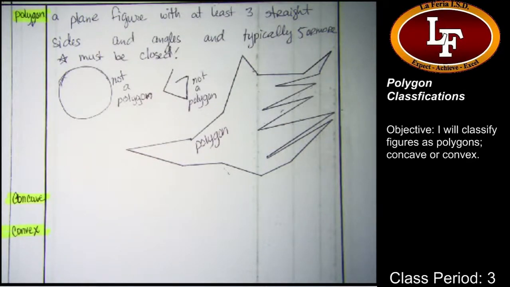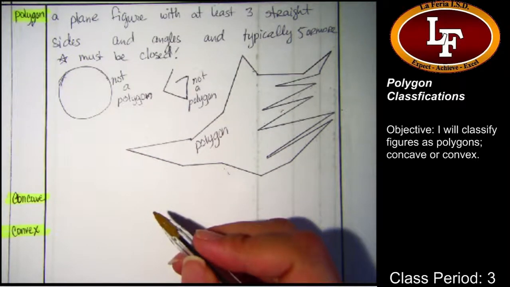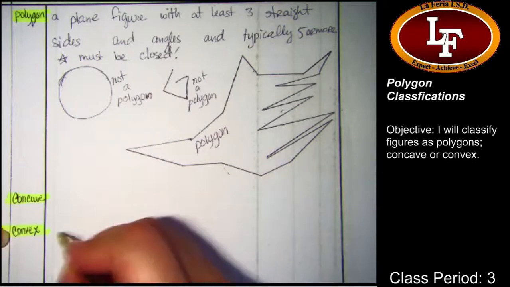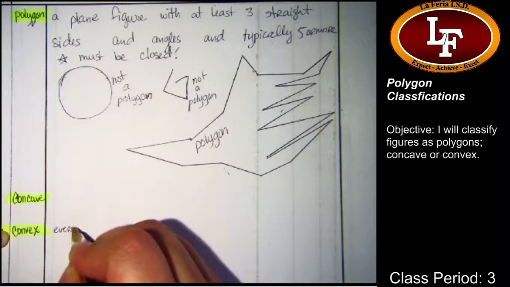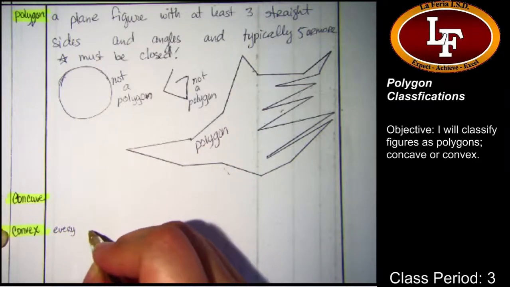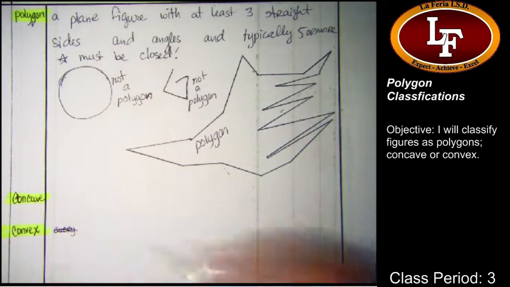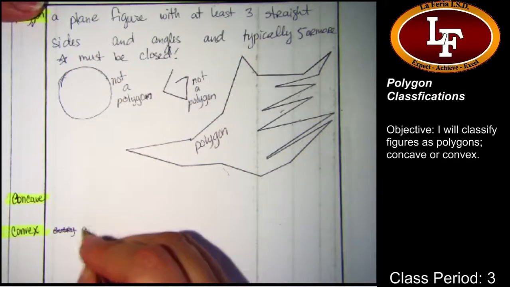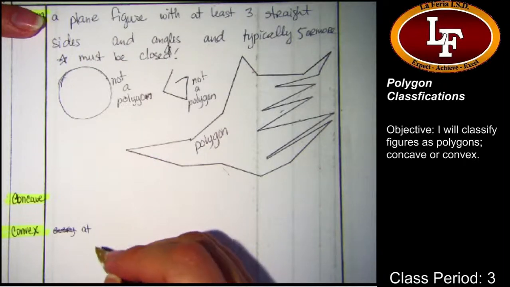I got polygons can be classified as convex or concave. In a convex polygon, every diagonal of the figure passes only through interior points of the polygon. In a concave polygon, at least one diagonal of the figure contains points that are exterior to the polygon. Or there's one on Google.